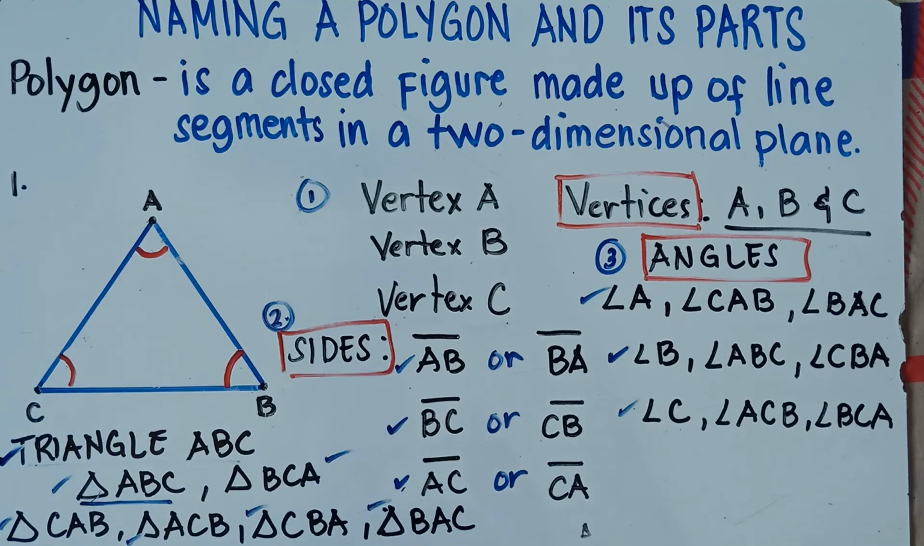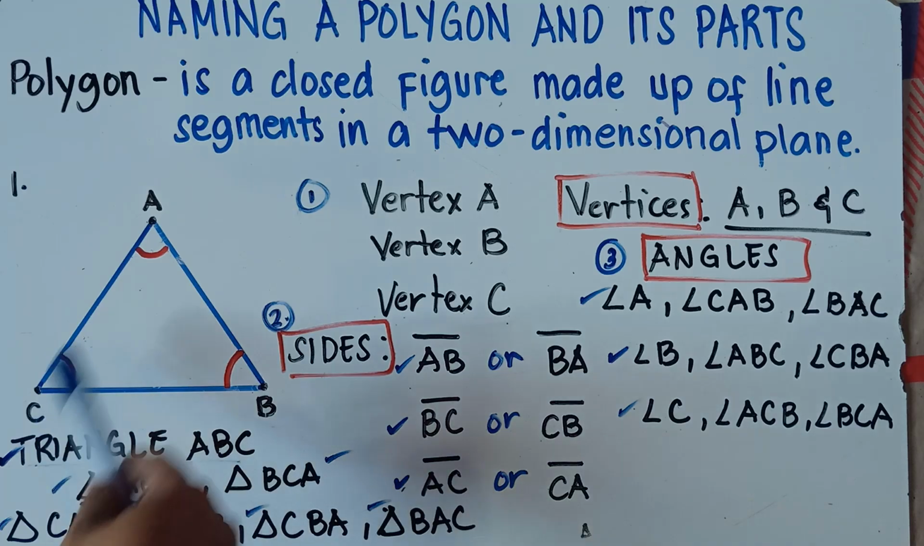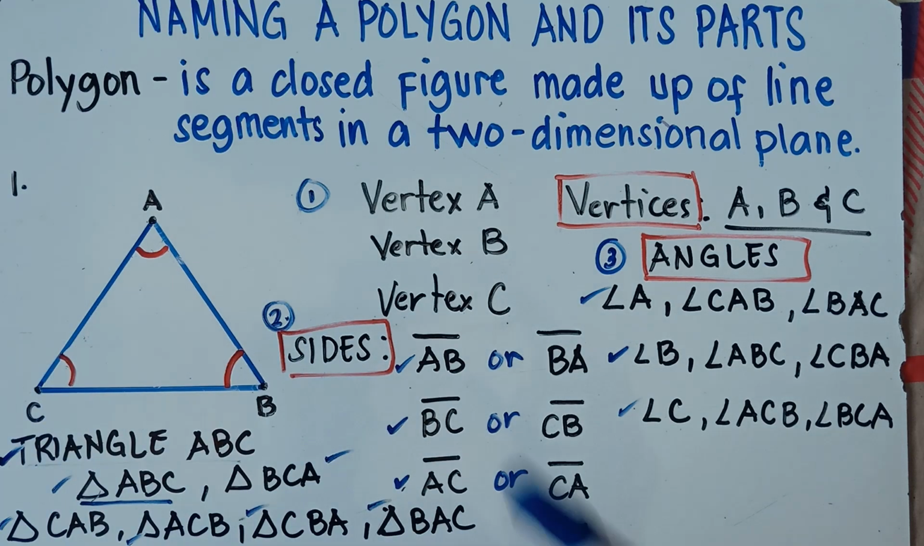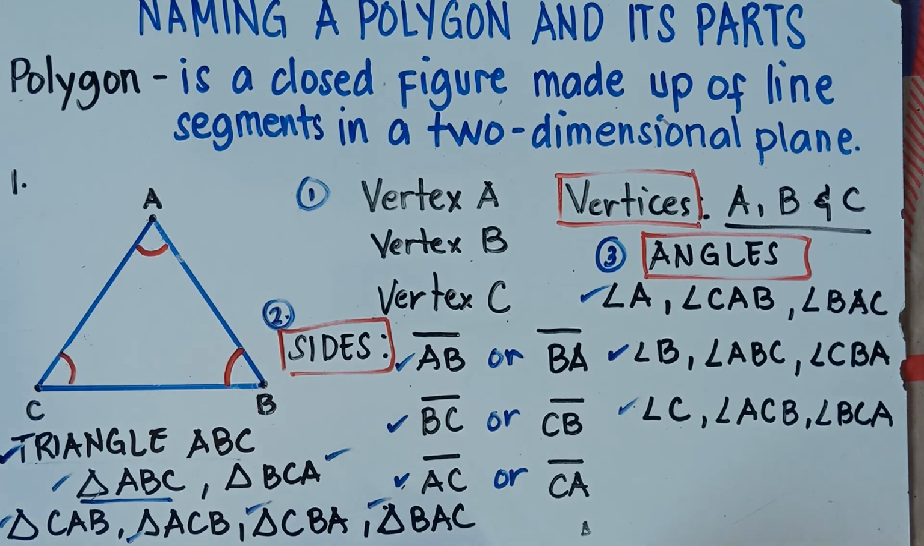So once again class, as long as you read the vertices consecutively. Mostly in the books, they arrange the letters alphabetically. That's why you have triangle ABC. Okay, triangle ABC. Alright, so let's have example number 2.